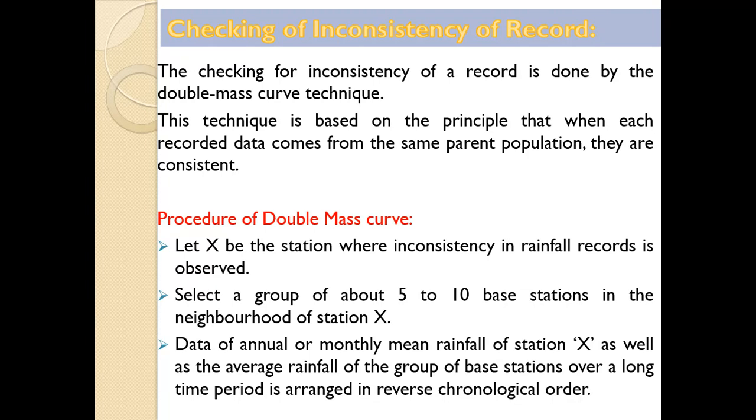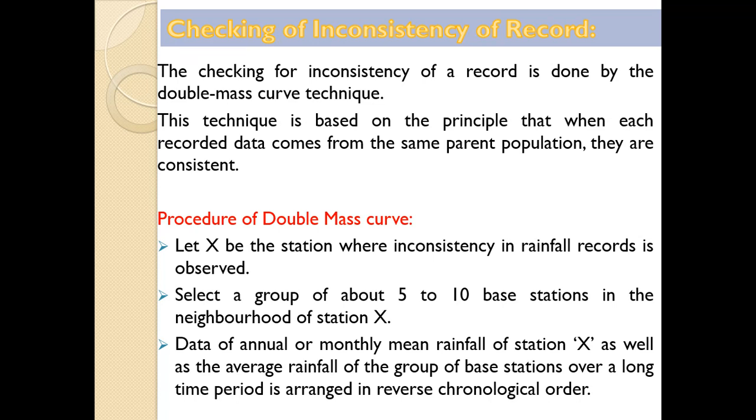In the neighborhood of station X where inconsistency has occurred, data of annual or monthly mean rainfall of station X, as well as average rainfall of the group of base stations over a long period of time, is arranged in reverse chronological order. The very first step is to select 5 to 10 base stations.